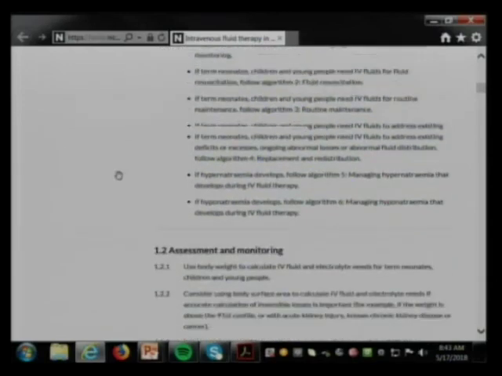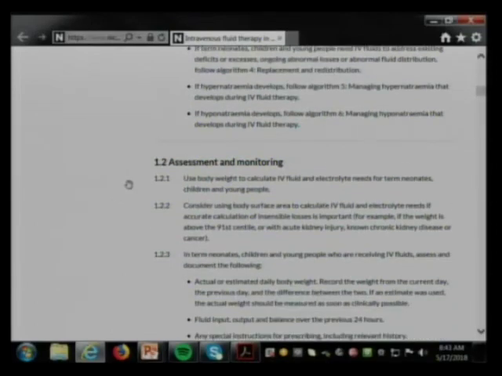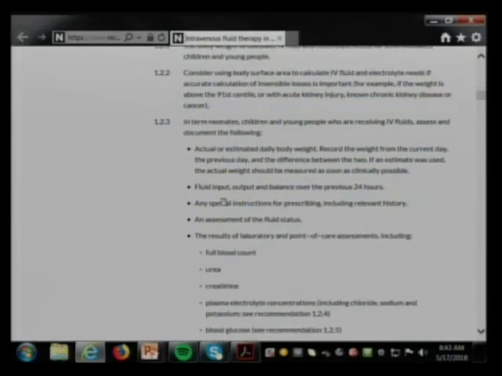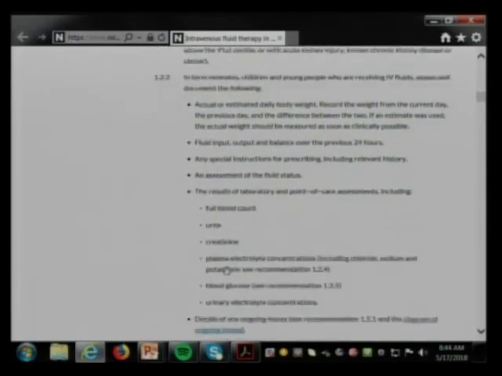It kind of gives you an overview of everything to do with fluid. So your assessment and your monitoring. Use body weight to calculate IV fluid. You may use body surface area to calculate fluid needs. It gives you recommendations in term neonates, and it gives you things that we should be following for assessment.